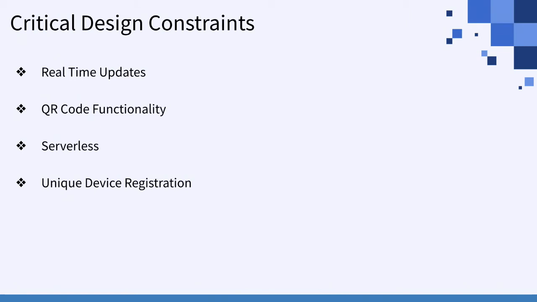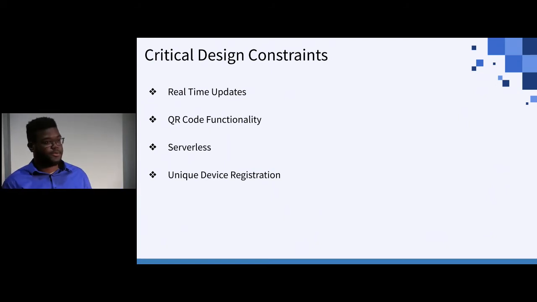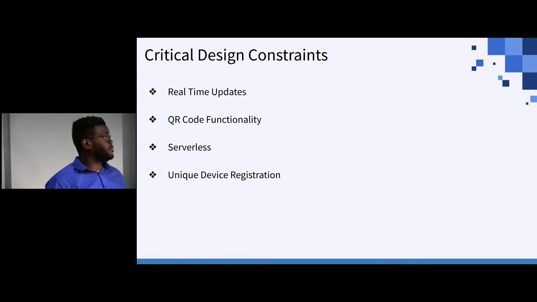The second one was QR code functionality. As you will see in the demo later, when you see a content tile, you'll just see a short description, but if you want to see more information, you can scan the QR code with your phone, and that will take you to a website where you can have more information or any extra content you want to see. The third constraint was serverless.